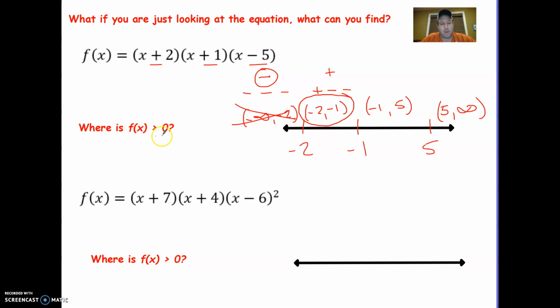Now, you always got to be careful about what it says over here, and you should always set it equal to 0 first. I'm going to do the same thing right here, which is a number between negative 1 and 5, which happens to be 0. 0 plus 2 is a positive answer. 0 plus 1 is a positive answer. 0 minus 5 happens to be a negative answer.